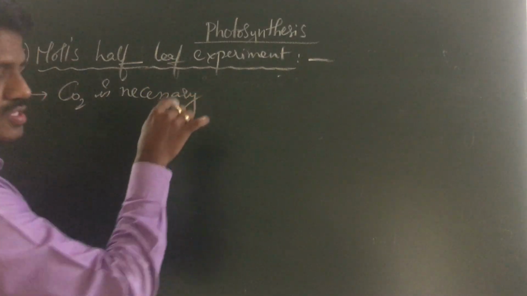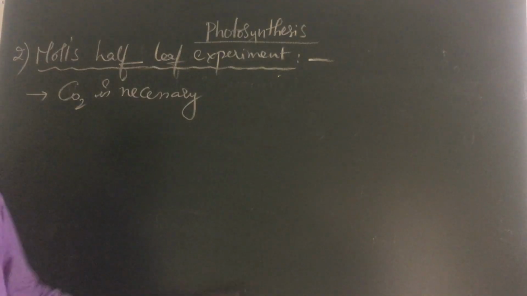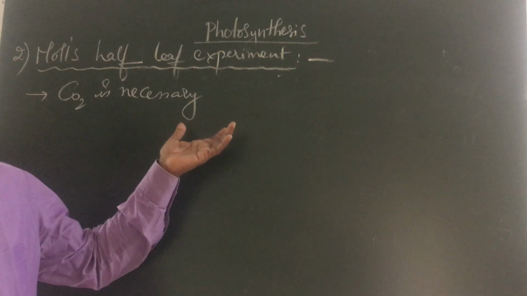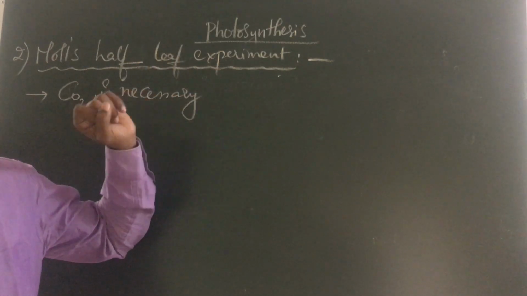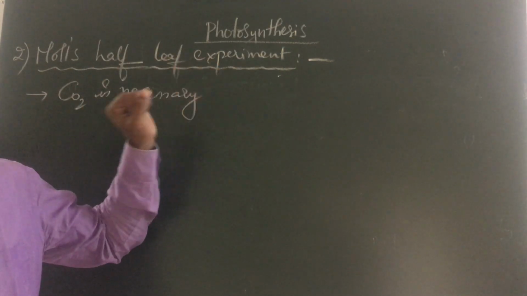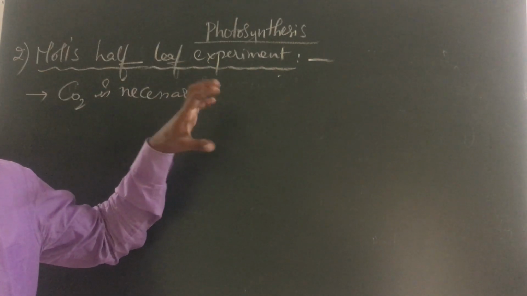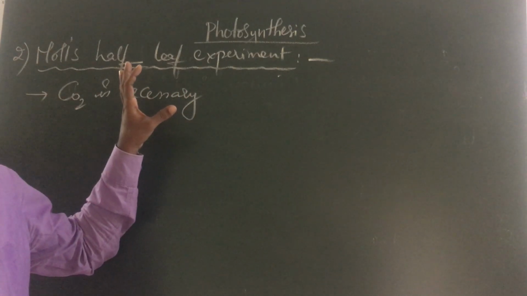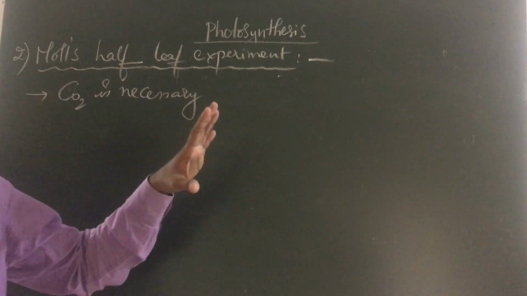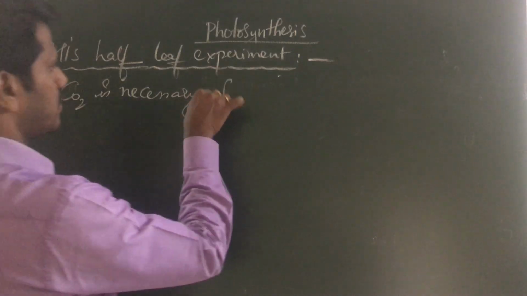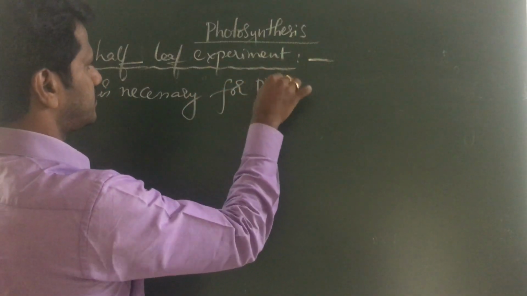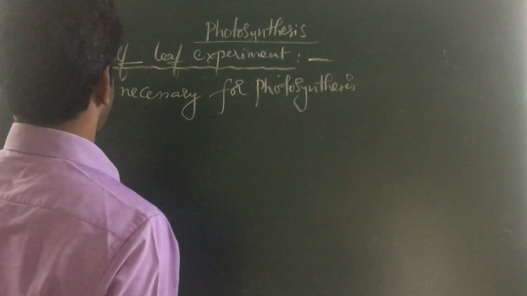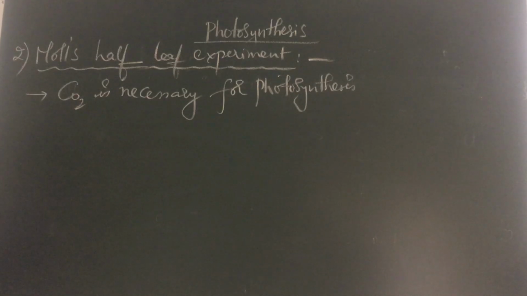These conclusions you have to remember. Why we do this experiment, that you should understand. Okay, that is what they will mostly ask in the exam. Why do we do the variegated leaf experiment? What is the reason for the variegated leaf experiment? What does the variegated leaf experiment prove? All these things they will ask. So remember. What is the main aim of this? Moll's half-leaf experiment is to prove that carbon dioxide is necessary for photosynthesis.